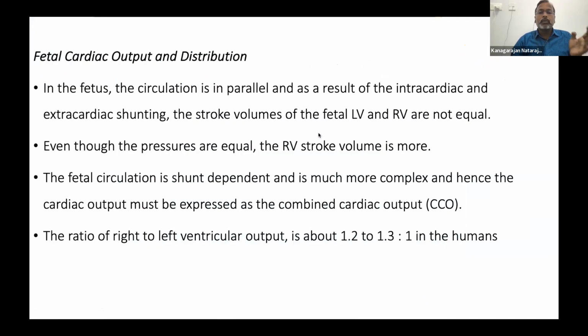Now distribution, this is very, very important because the circulation is parallel. So even though the pressures are equal between the two ventricles, the RV stroke volume is more. And here you use the word combined cardiac output because of the mixing happening. You don't talk about the LV output and the RV output separately. You say that it's a combined output. So the RV handles almost 1.2 to 1.3 times, and the LV is equal to 1. The ratio is 1.2 to 1.3 is to 1.